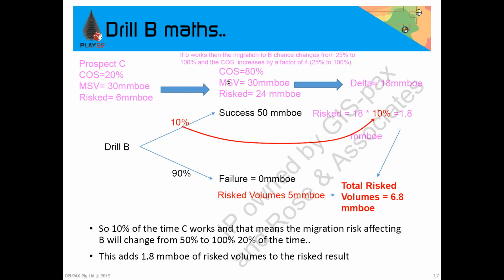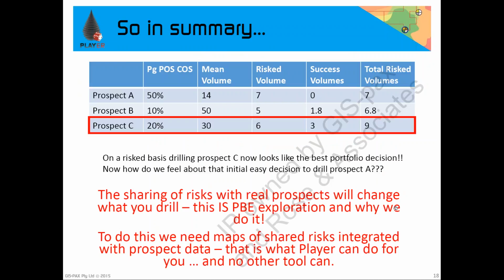It impacts my valuation of C, and when I go through the same mathematics, I end up adding 1.8 million barrels of oil equivalent, and I end up with a total of 6.8 million barrels of oil equivalent. So when I look at the summary now of those three prospects, when I look at what's going to be delivered, then you can see that now prospect C actually looks like potentially the better prospect to drill because of the de-risking impact that it has on prospect B.